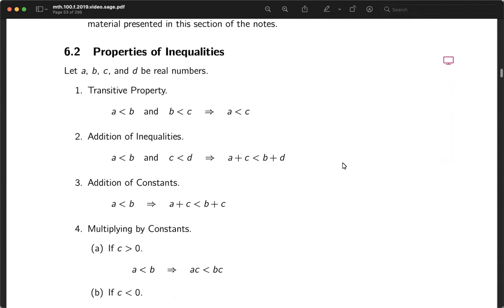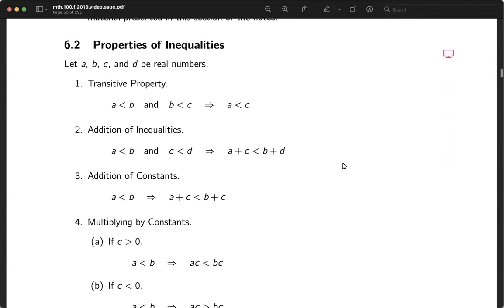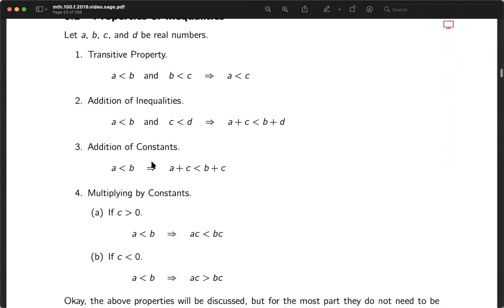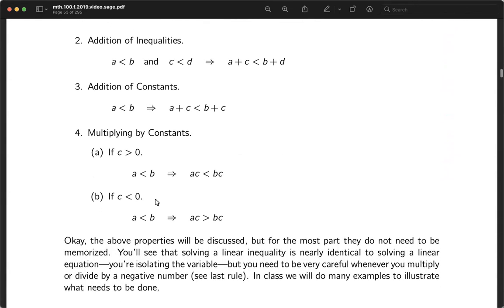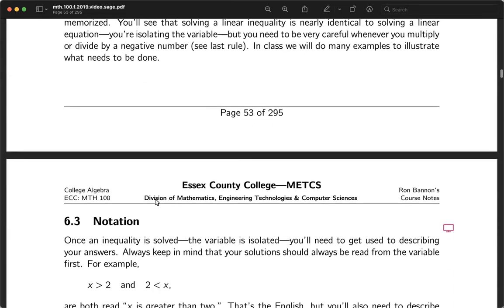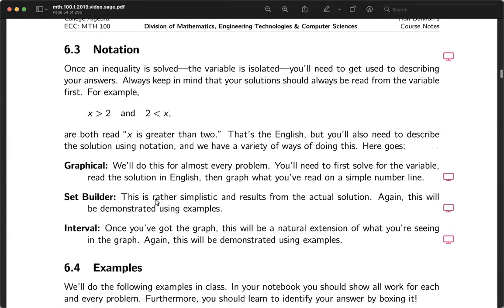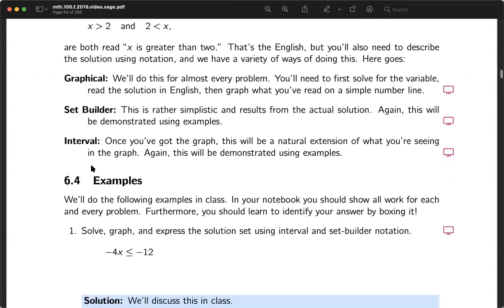Now, we certainly covered the properties. The big properties that we're going to be using are basically the addition of constants and the multiplication by constants. The multiplication by constants, some students find tricky, but you should pay careful attention to that. As we go through examples, we will pay careful attention to that. So what we're going to do now is go through problems. As we go through problems, I'm also going to speak about the notation again. There's a graphical way, there's a set builder way, and there's an interval way. And we'll talk about that as we do the examples.